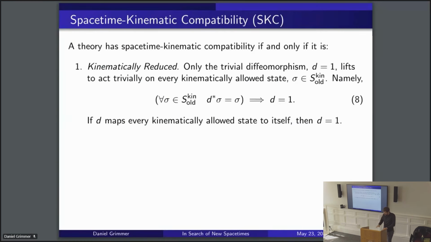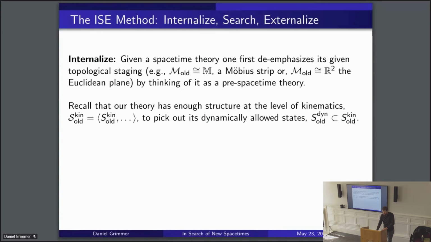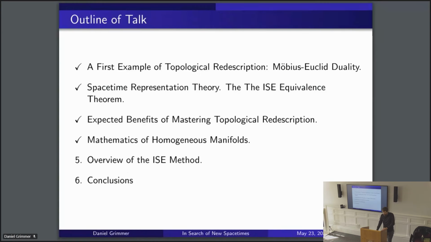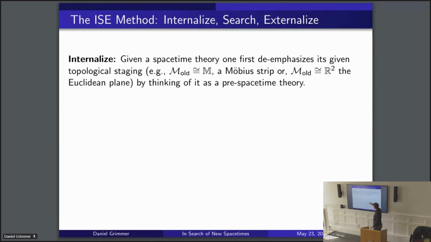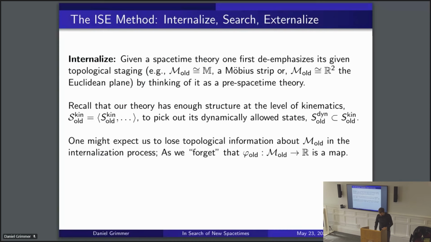What is internalization? I forgot to mention this about the ISE method. It's a three-step process. You first internalize the theory, which is sort of to forget about its old spatiotemporal setting. Then we're going to search around for new spacetime settings, and then there's a process to build them, which is the externalization. Forget about spacetime, search for new spacetimes, build your new spacetime. That's the three steps. Sorry, I should have said that.